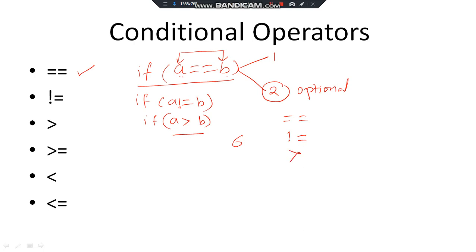If the first one is greater than the second one, that is A is greater than B. If the first one is greater than or equal to the second one, the greater than equal to conditional operator is used. If the first one is less than the second one, the less than conditional operator is used, and there is also less than or equal to. These are all called conditional operators and we use them appropriately whenever necessary.